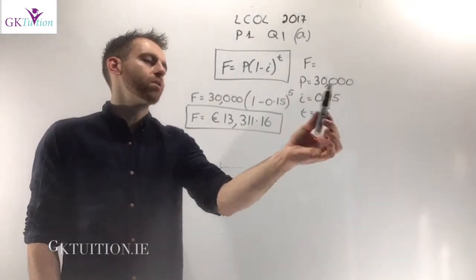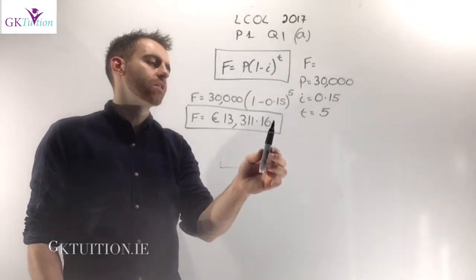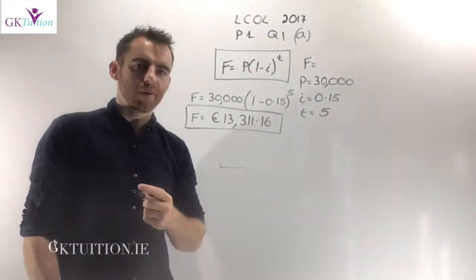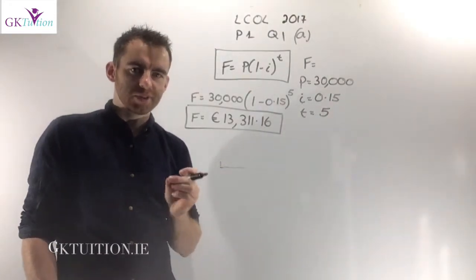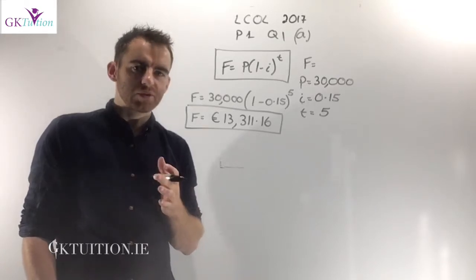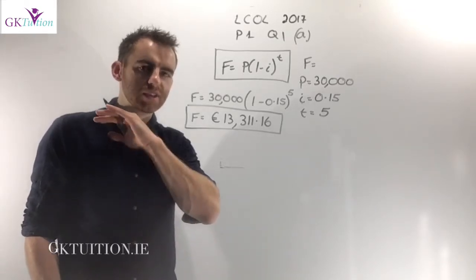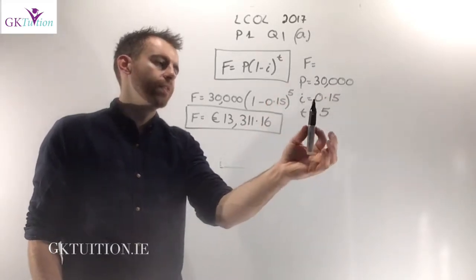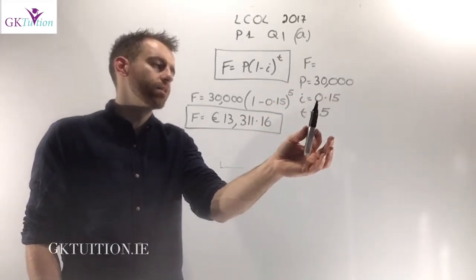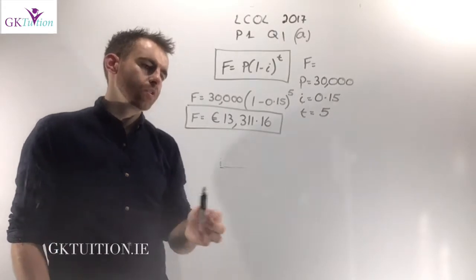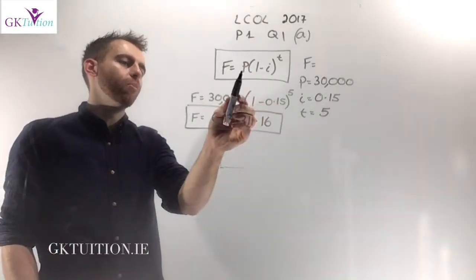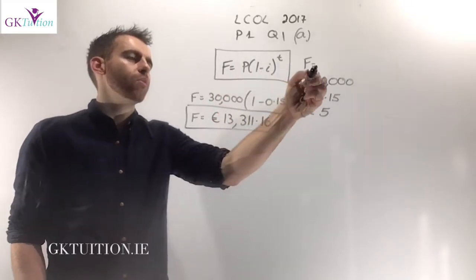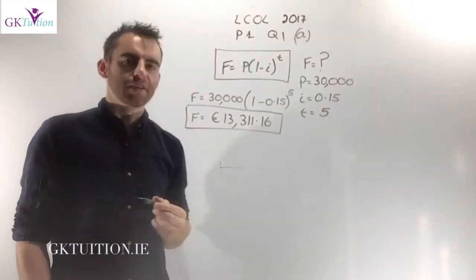So I know that P is 30,000 and I know that T is 5. Notice that I've written the interest I as 0.15. You cannot write it as a percentage. They've given me the interest as 15%. You need to divide 15 by 100 and write it as a decimal. 15% corresponds to 0.15. So all we have to do is sub in. We know P, we know I, and we know T. So if we sub into the formula, we'll be able to figure out what our F is.